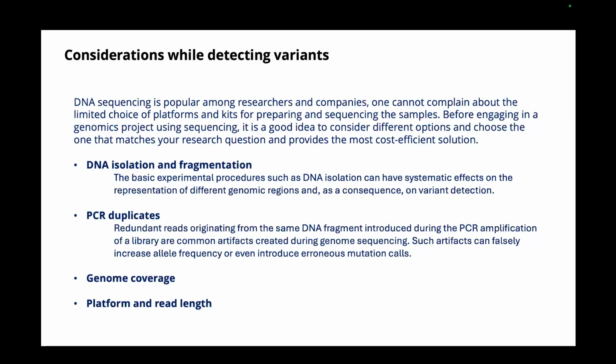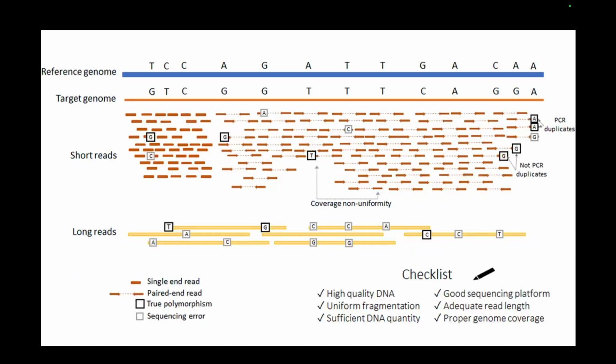Genome coverage, how much the genome is covered, is directly proportional to the number of variants you are going to uncover, and also the read length and the platform used. So how big are your reads and what platform you have used. These are some of the caveats that are there. You have PCR duplicates present in your reads, which you can directly identify. You can see there's coverage non-uniformity here. Some of it is higher, some of it is lower, and so on.